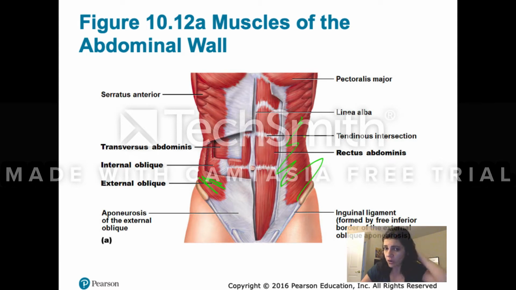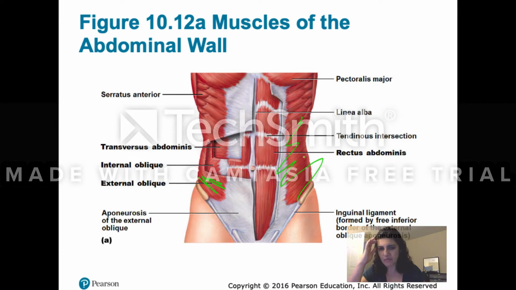These muscles are all super important in holding your abdomen and helping you to compress the abdominal wall, and also rotating your vertebral column and flexing it. Okay, so for example, the external oblique is important in rotation, lateral rotation of the trunk, and compression of the abdominal column.